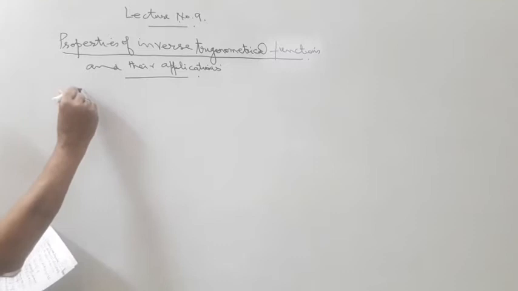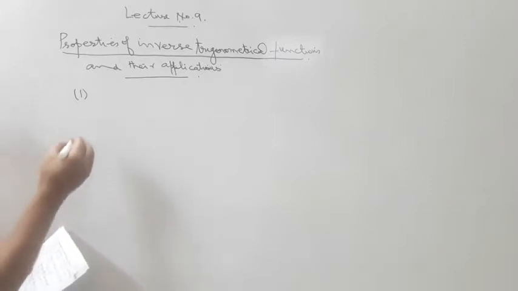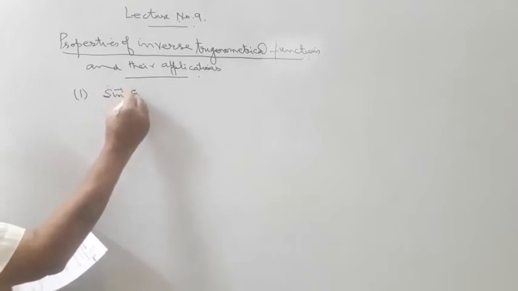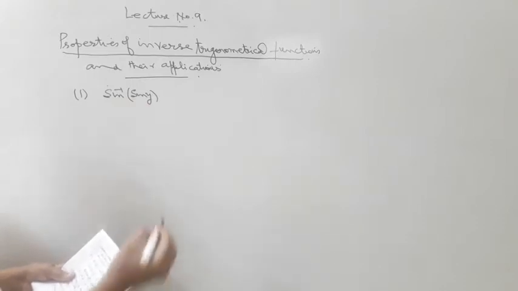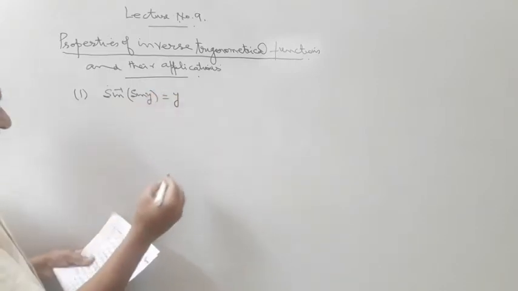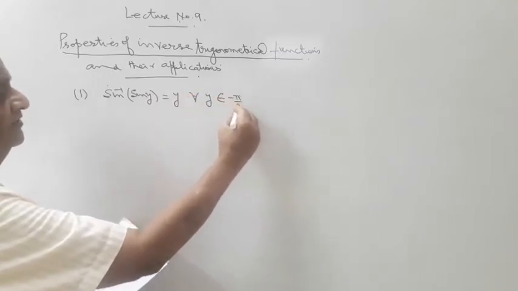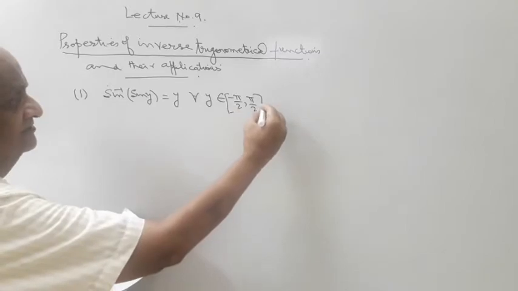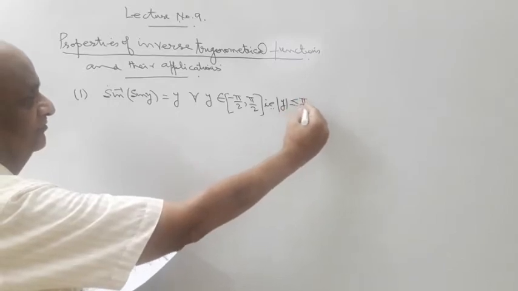Now one by one, please note down, because first of all I shall put up the property before you and then their application simultaneously. The first property: sine inverse of sine y is equal to y, for every y belonging to minus pi by 2 to pi by 2 closed, that is, y modulus less than or equal to pi by 2.